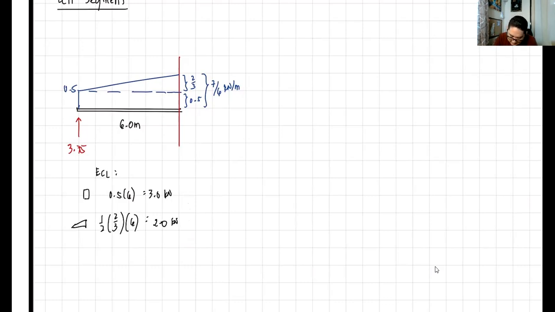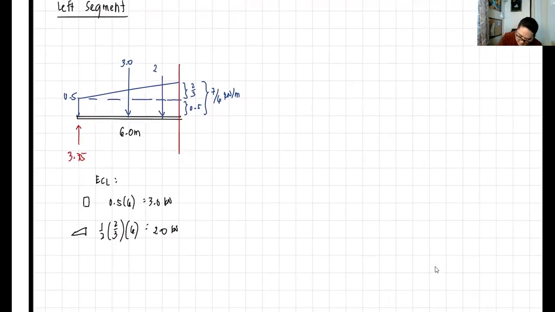So, si 3 kilonewtons nag-a-act to sa center niya. So, this will be our 3 kilonewtons. And then, si 2 kilonewtons nag-a-act siya at 2/3, no? Yung triangle. So, ito yung 2.0 natin. So, identify lang natin yung distance niya from the cut section. So, that will be 6/3, no? Kasi 1/3 yung distance niya. So, 6/3 is 2 meters to. And then, ito yung distance nito is yung half ng 6, which is 3.0.